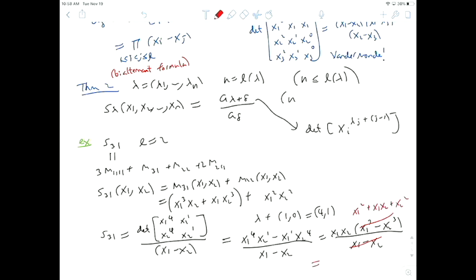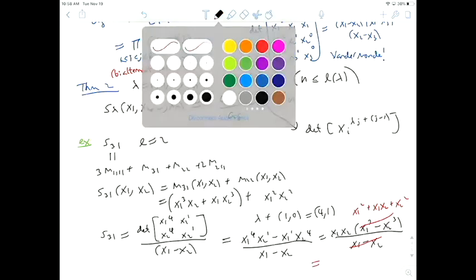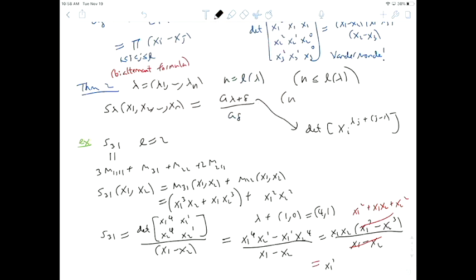So at the end we get x1 cubed x2 plus x1 cubed x2 plus x1 squared x2 squared, which is the thing we had.